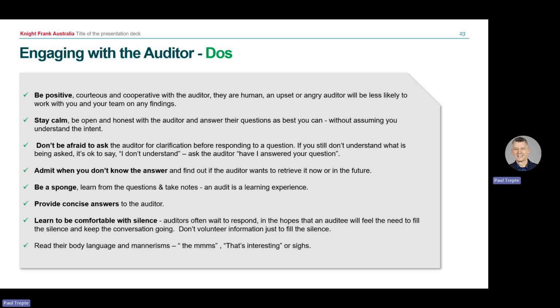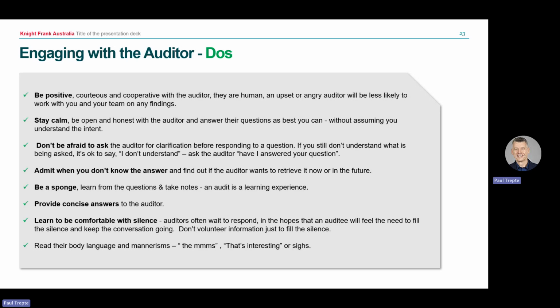So if it looks like you may not be complying with something and they haven't fully got to the bottom of it, they may say, okay, I'm just putting this as an observation this time. It's something you should really look at. Secondly, stay calm and be open and honest with the auditor and answer their questions as best as you can.